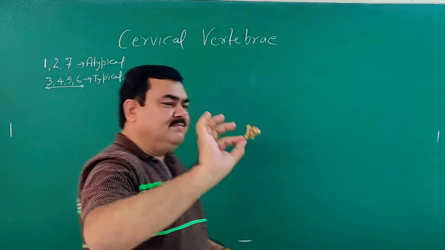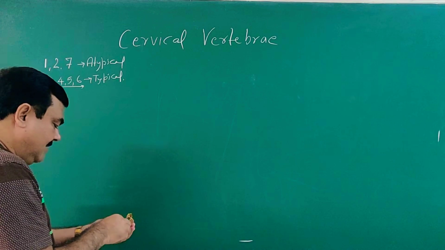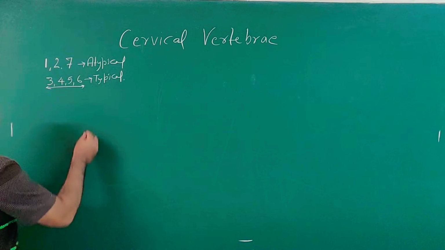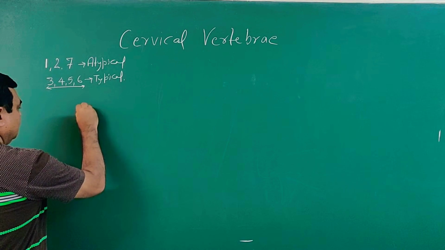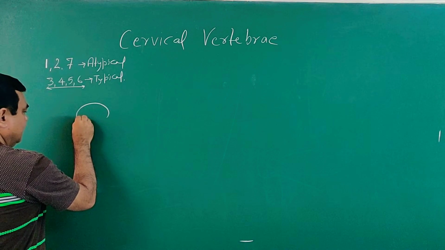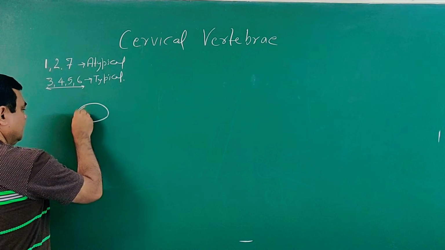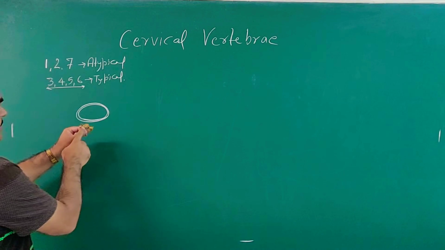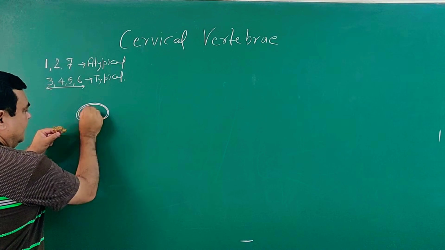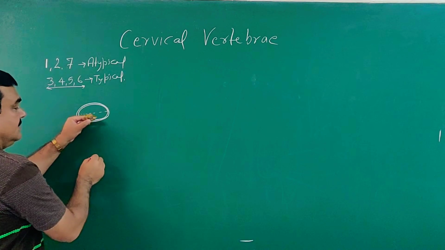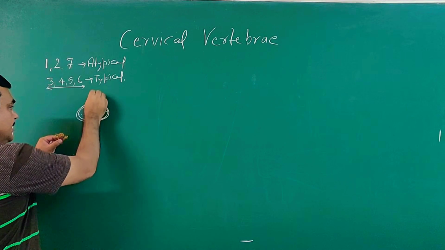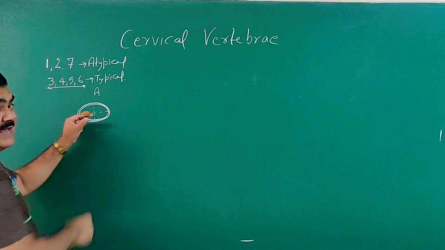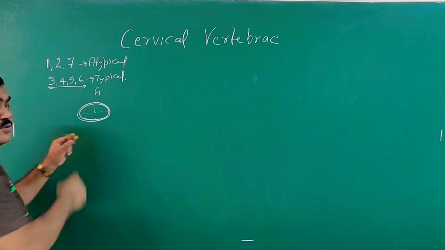If you make a diagram of this typical cervical vertebra, you will find it has a body. If you see the body, the transverse diameter of the body is larger in comparison to the anterior-posterior. This is anterior and this is posterior. The transverse dimension is more in comparison to the anterior-posterior dimension.